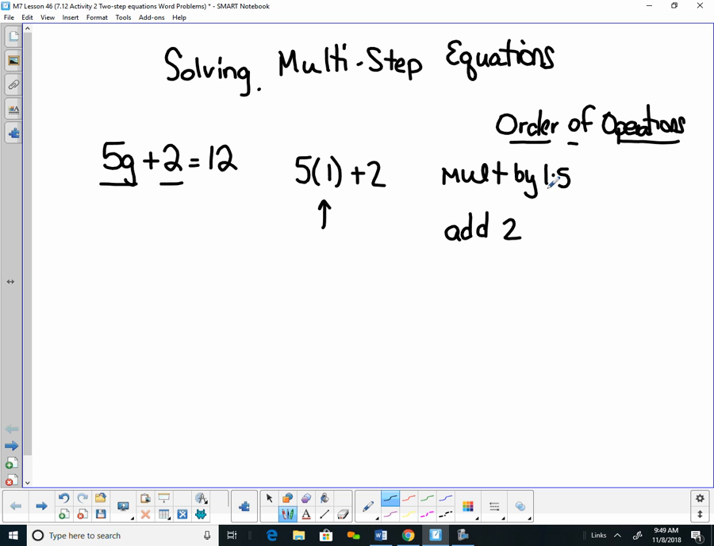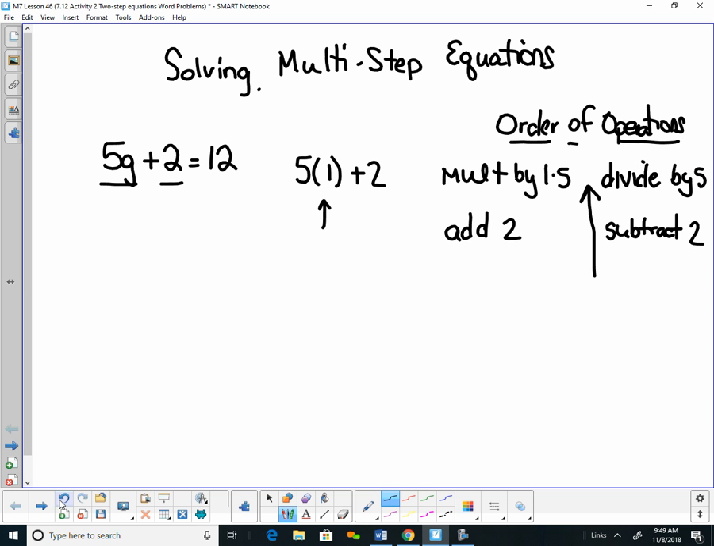So for me to do the opposite and inverse, I'm going to start at the bottom. I'm going to go up, but when I start at the bottom and go up, everything gets reversed. So as I'm going up, instead of adding 2, I'm going to subtract 2. Instead of multiplying by 5, I'm going to divide by 5. And then I should be back at the original statement.